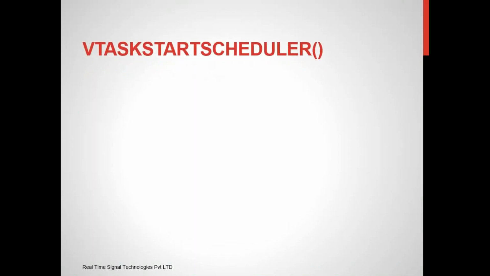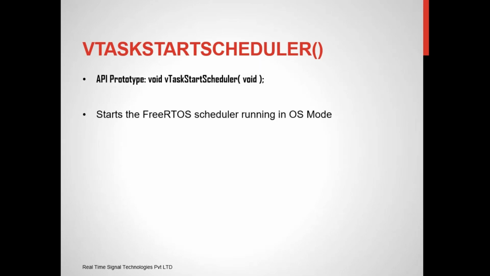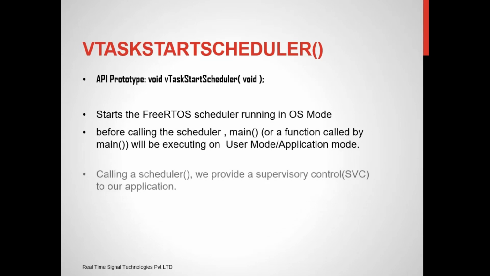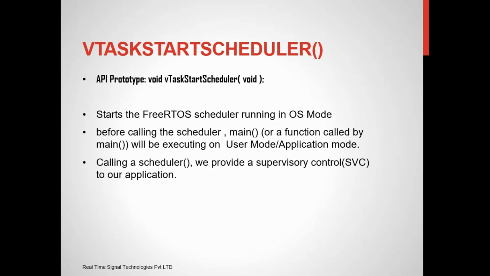vTaskStartScheduler starts the FreeRTOS scheduler running in OS mode. Before calling the scheduler, main or a function called by main will be executing in user mode or application mode. Calling a scheduler, we provide a supervisory control (SVC) to our application.